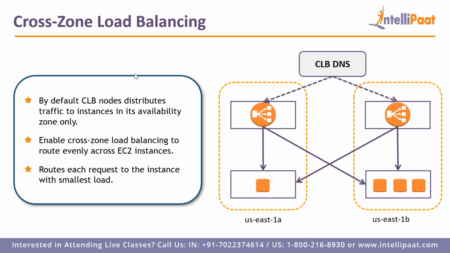By default, CLB nodes distribute traffic to only instances in its availability zone. So basically what they mean is, if you don't check that box for cross zone load balancing and you're using a classic load balancer, it will only use the servers in a particular availability zone. Enable cross-zone load balancing to route evenly across EC2 instances. So if you want cross-zone load balancing to occur across availability zones, then you will have to enable that option while creating the load balancer, and it routes each request to the instance with the smallest load.